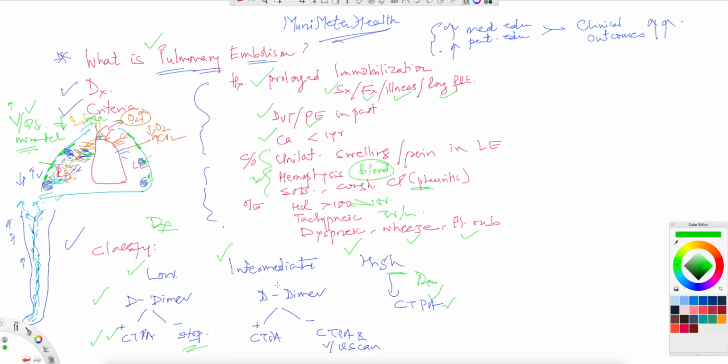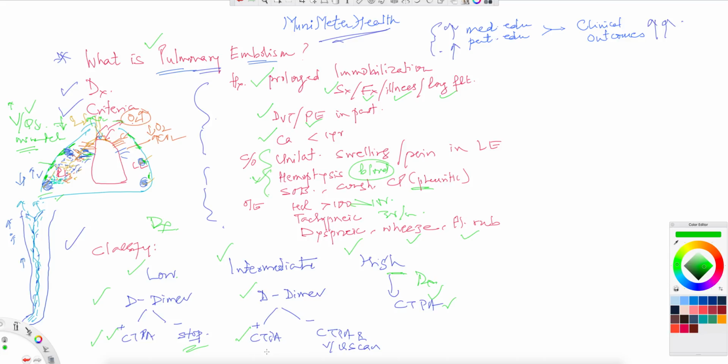Now, in an intermediate category, it's a little tricky here. Now, D-dimer, you could do a test here. Obviously, you're going to do a D-dimer test. But the fact is that if the D-dimer is positive, then you can do a CTPA, and depending upon what you see, positive or negative, you can decide to treat.